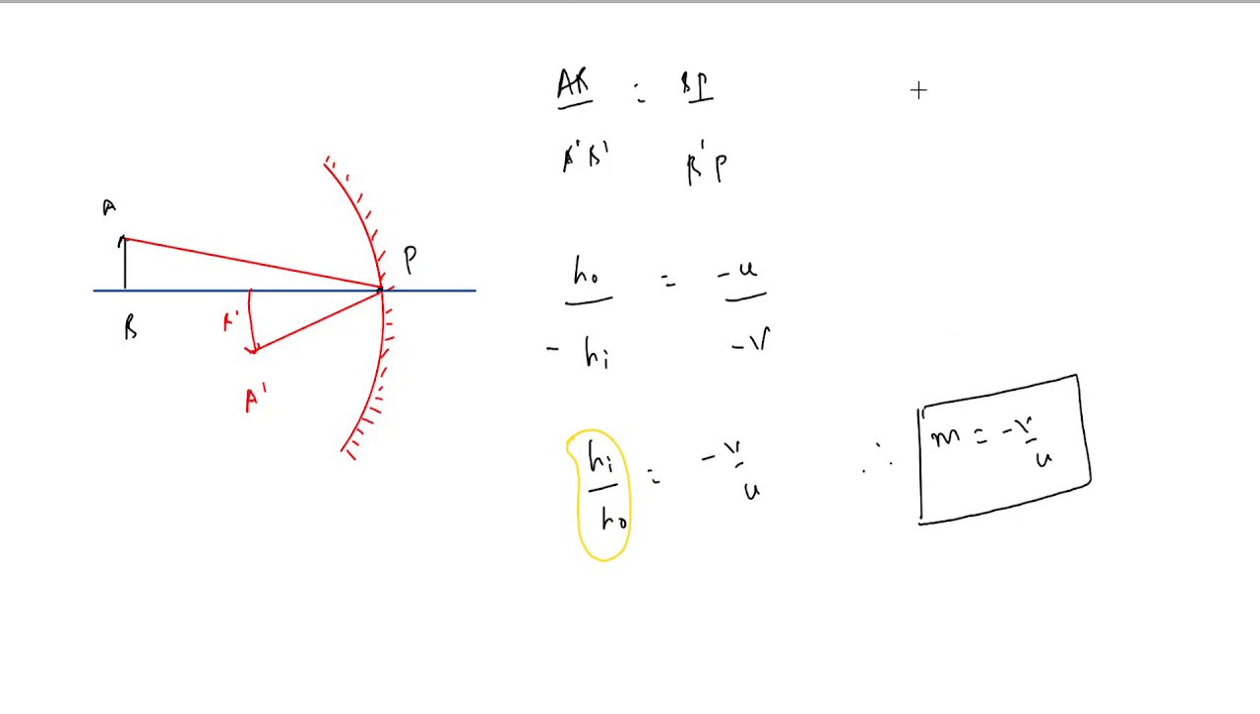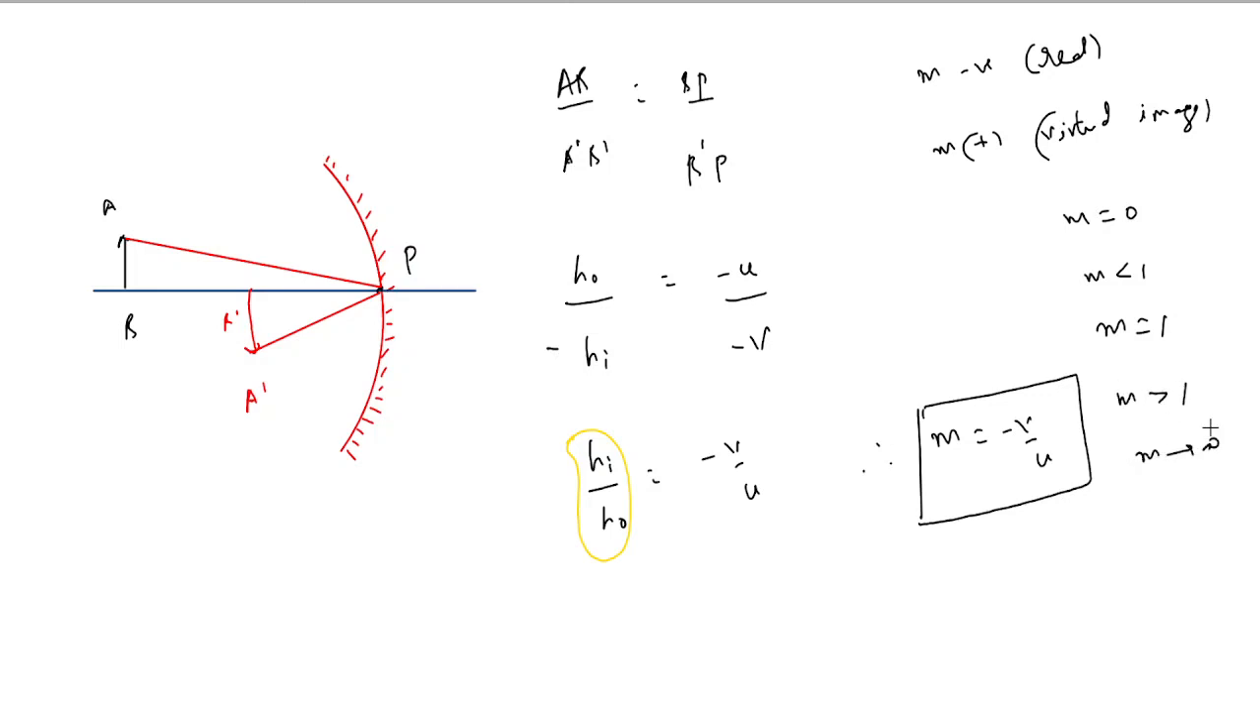Now, whenever m is negative, it means the image is a real image. Whenever m is positive, it's a virtual image. Also, the value of m would be equal to 0, less than 1, equal to 1, more than 1, or tend to infinity.